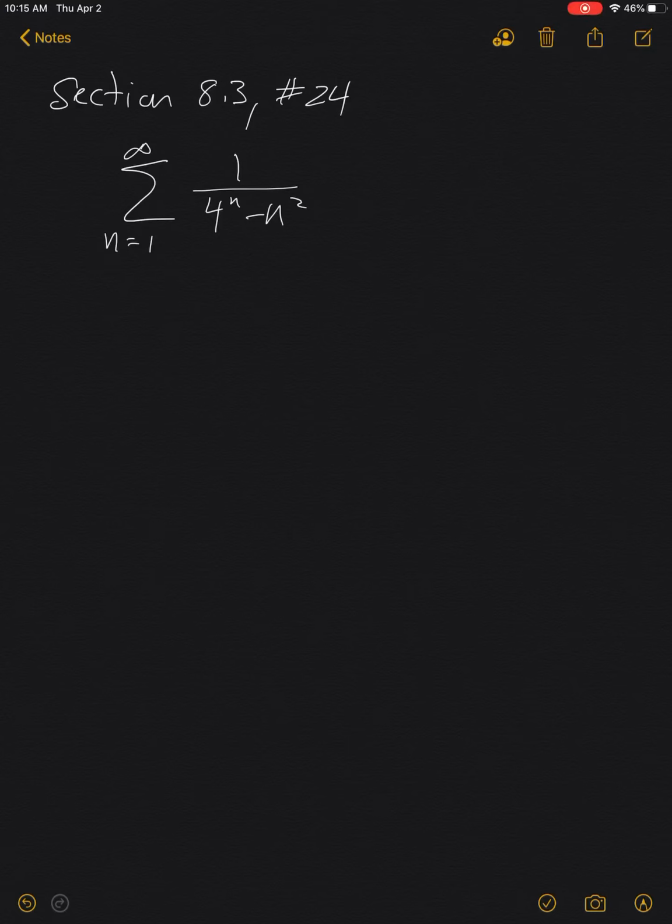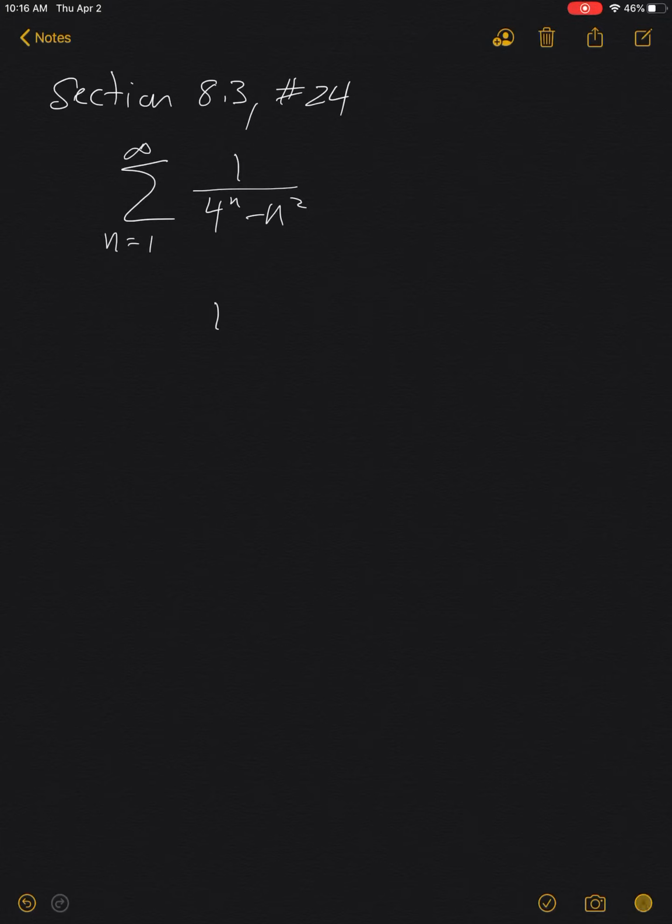Okay, this is section 8.3, exercise number 24, in which we're asked to use the limit comparison test to determine convergence or divergence of the given series. So we need to come up with a candidate to compare our series to, and again, we have an exponential and a polynomial term, in this case quadratic, in the denominator, and we know, again, from experience, that the exponential term is what tends to dominate the behavior or explain the behavior.